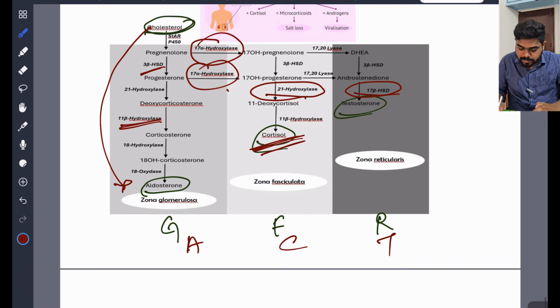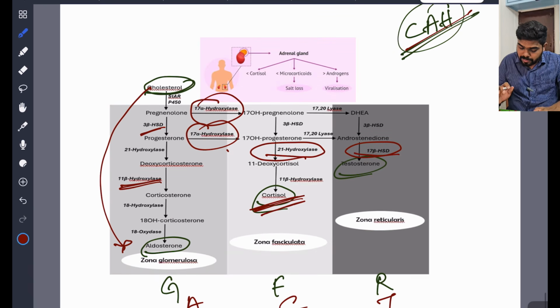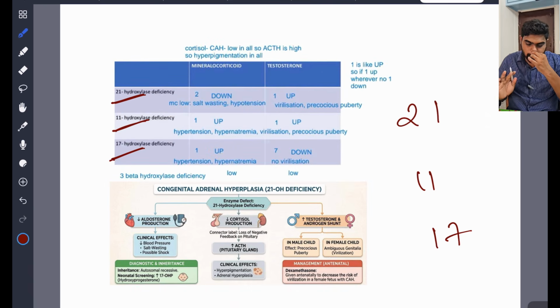So there is this pathway. If you know it, it is great. If you don't, at least you should know this part that I am going to discuss. This is sufficient. So there is something called a symbol.